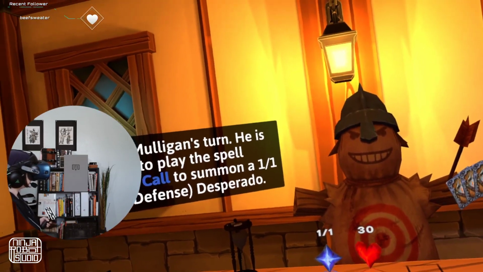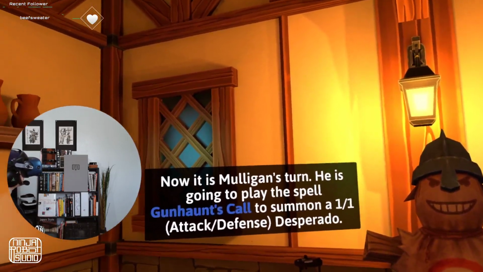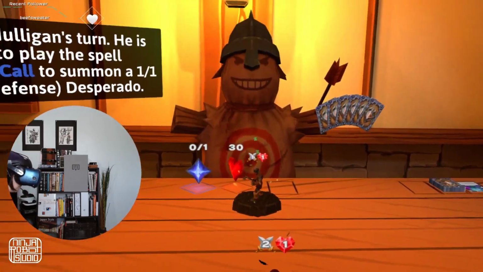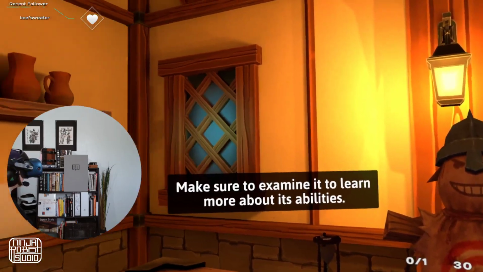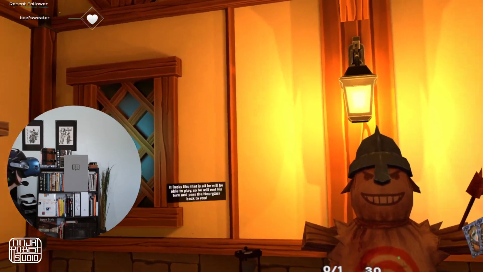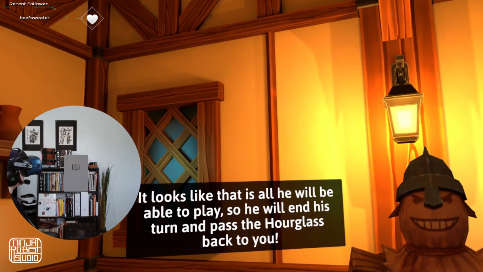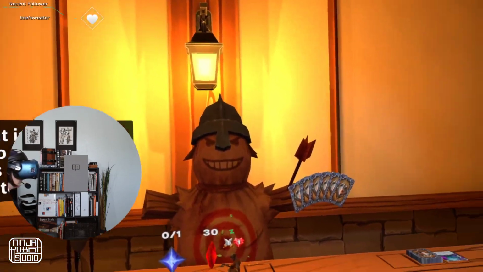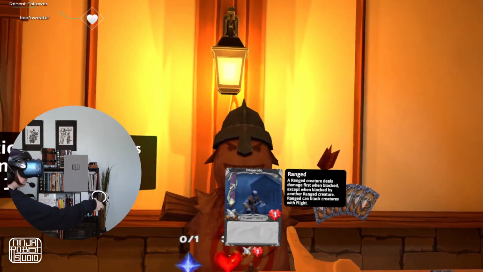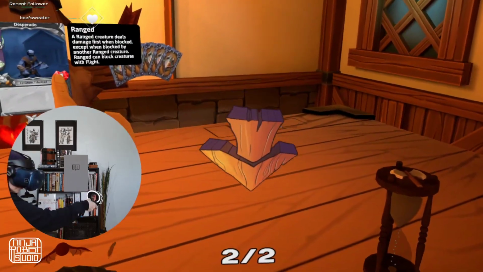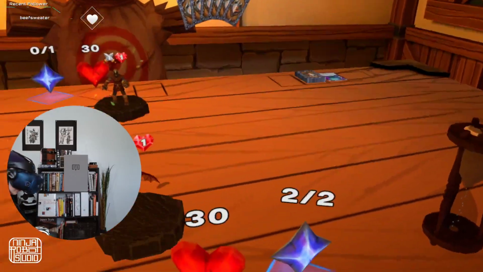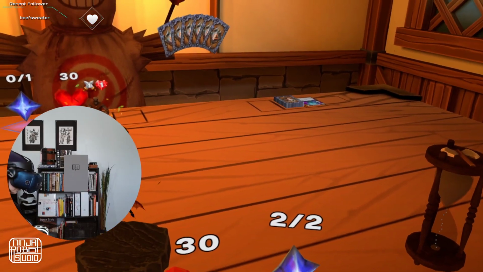Now it's Mulligan's turn. He is going to play the spell Gunhunt's Call to summon a 1 attack, 1 defense Desperado. Make sure to examine it to learn more about its abilities. It looks like that is all he'll be able to play, so he will end his turn and pass the hourglass back to you. Did you notice? Now that it's your second turn, you've gained 1 extra mana. Let's use that mana to play a spell. Grab Boonda Bones from your hand.